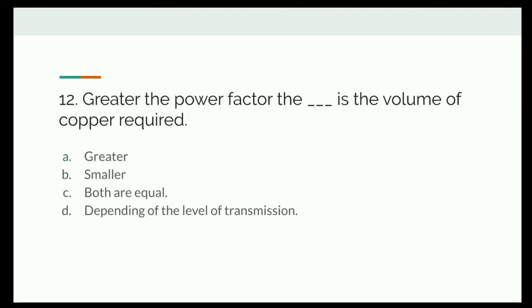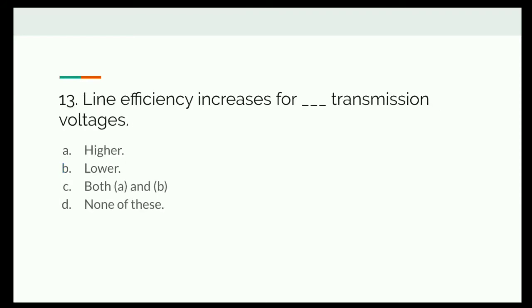The greater the power factor, the less is the volume of copper required. Options are A, greater, B, smaller, C, both are equal, D, depending on the level of transmission. And the correct answer is smaller.